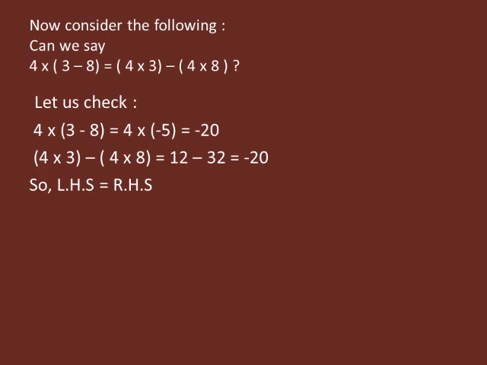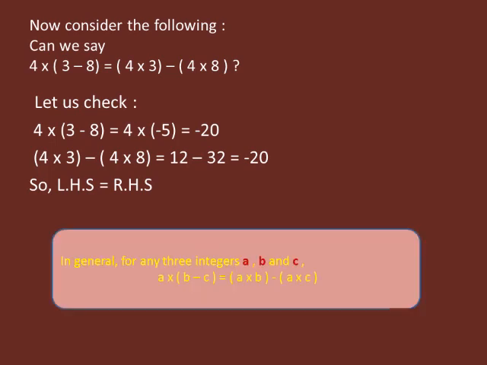So here LHS, that is left hand side, is equal to right hand side. That means in general for any three integers a, b and c, a multiplied by b minus c is equal to a multiplied by b minus a multiplied by c. As in the case before, there was the sum which was multiplied to the third integer, and here the difference of two integers is multiplied with the third, and in both the cases we see that they are equal.